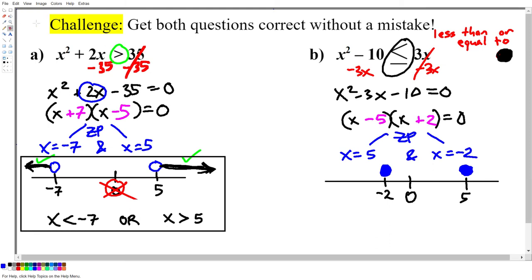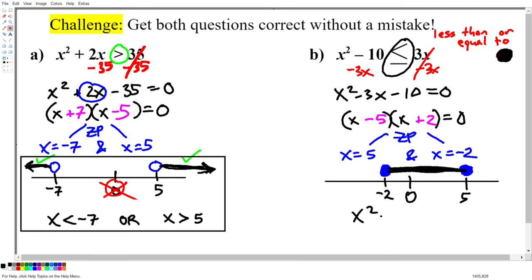Let's see. Is it opening inside or is it opening outside? Last time it was greater than, and that was outside. This time it's less than. So my theory, and hopefully your theory as well, is that it will be in region B. Let's test that theory.